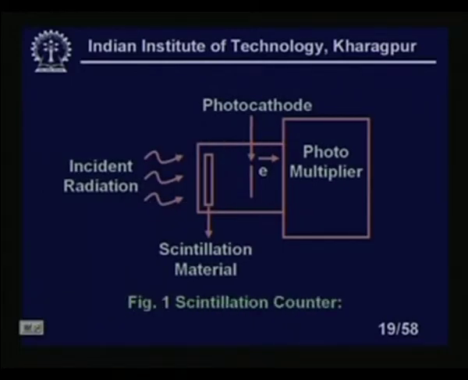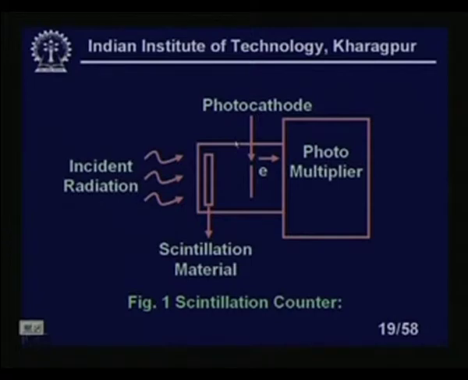Let us look at the scintillation counters, figure 1. This shows the incident radiations, the scintillation material, and the photocathode with a photomultiplier. The photomultiplier tube will multiply the signal, because the current you get will be very small. Incident light will fall on this photoconducting material, and some electrons will be emitted, giving some current. The photomultiplier tube will enhance the current.